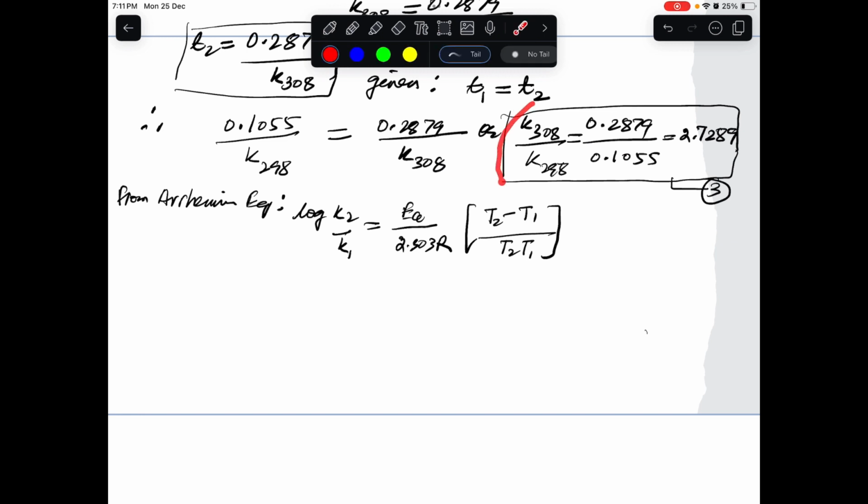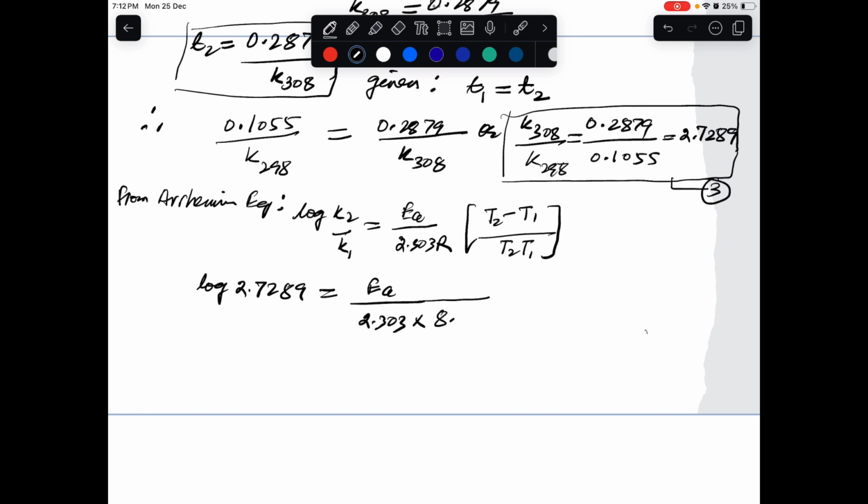K308 over K298 is nothing but K2 by K1, and this value is 2.7089. So we will put down this value and the other values and try to find the value of energy of activation. Here we write the same equation: log K2 over K1 is 2.7289. This is equal to energy of activation divided by 2.303 into R, the gas constant, which is 8.314.